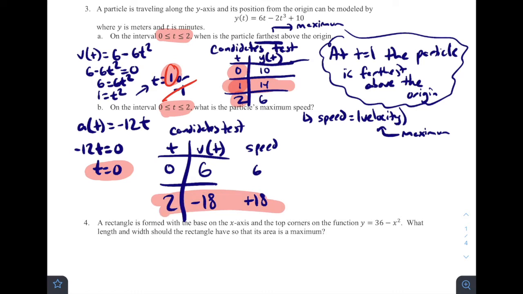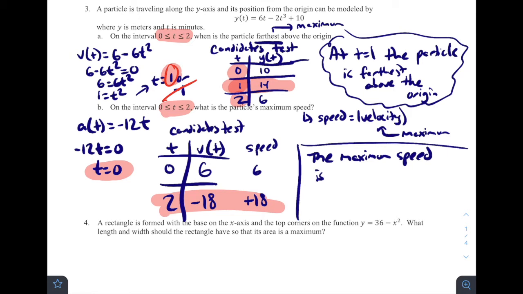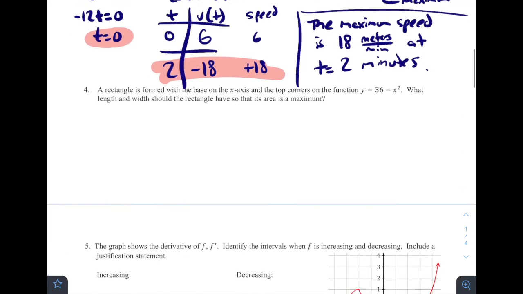So what is the particle's maximum speed? The maximum speed is 18. And what are our units here? Looks like meters per minute. At t equals 2 minutes. That's going to be our answer for part B. Let's move on to number 4.